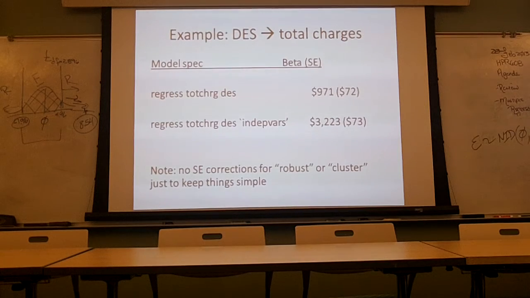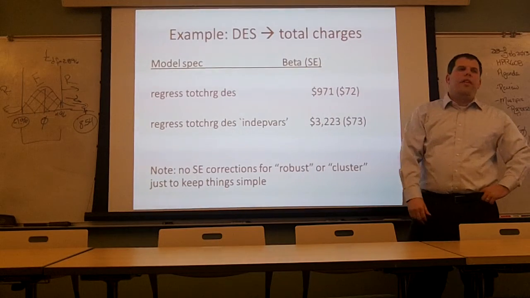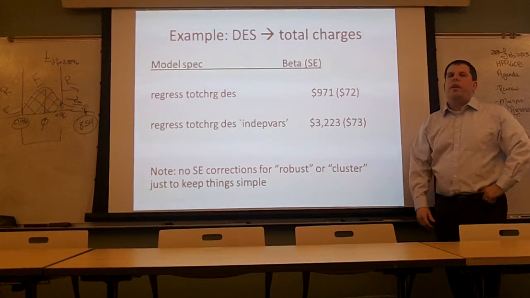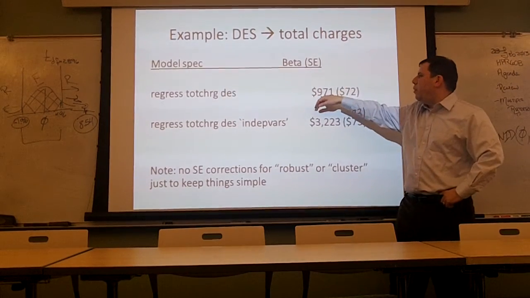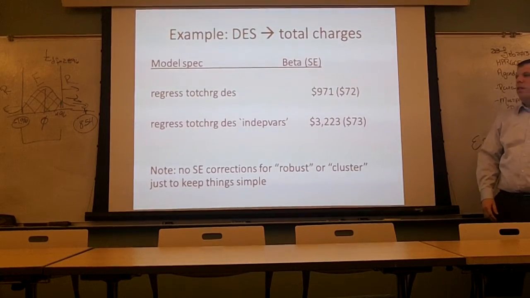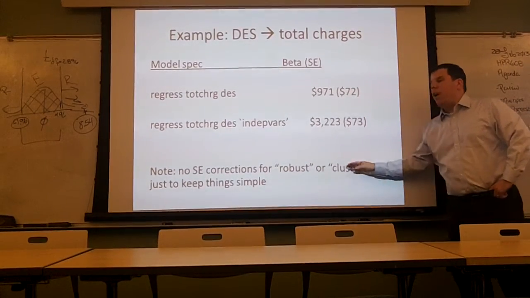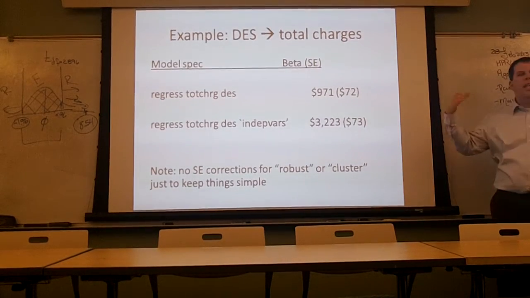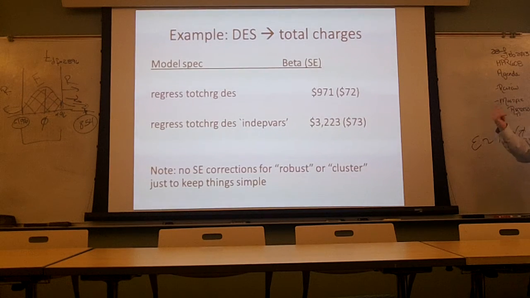Okay, so let's run through our potential options. First off, we can just run a simple bivariate regression controlling for nothing. What is the difference in total charges by whether you get a drug-eluting stent or not? This regression will tell us that. The coefficient is $971. People with drug-eluting stents, on average, have charges close to $1,000 higher than people who get bare metal stents. The standard error on that is $72. Note, I'm not doing any standard error adjustments in any of these, not because we shouldn't, but only because I want you to see the relative sizes of the standard errors without any corrections or adjustments.